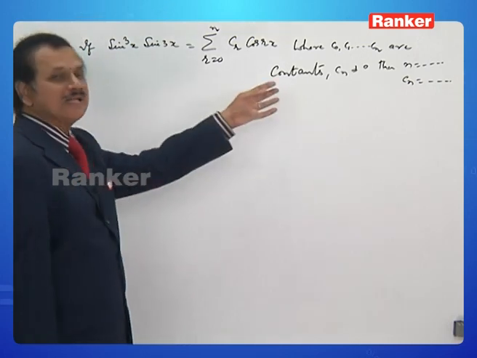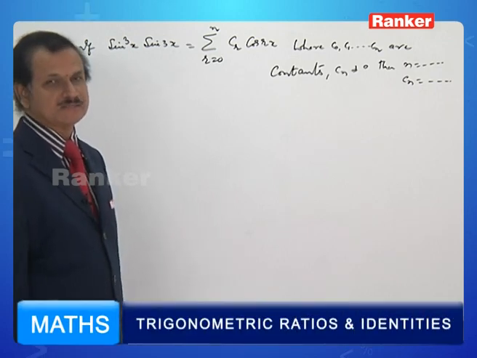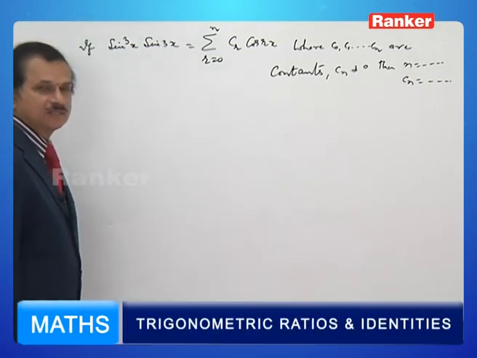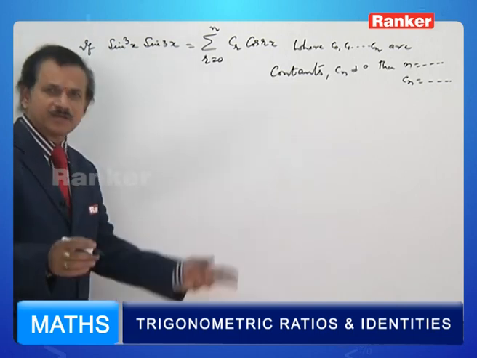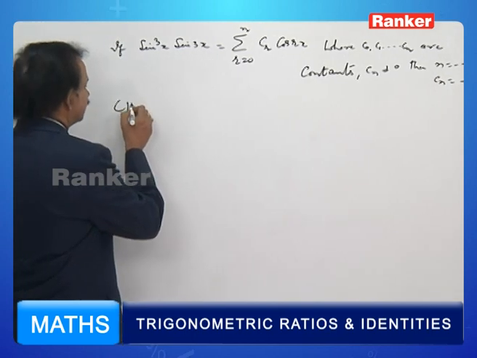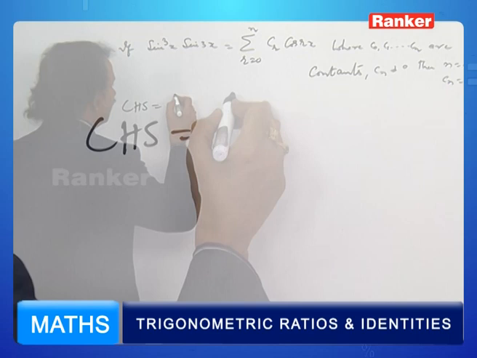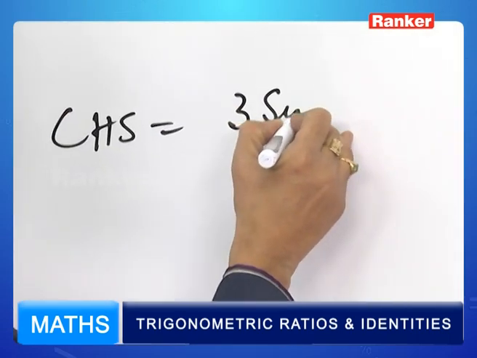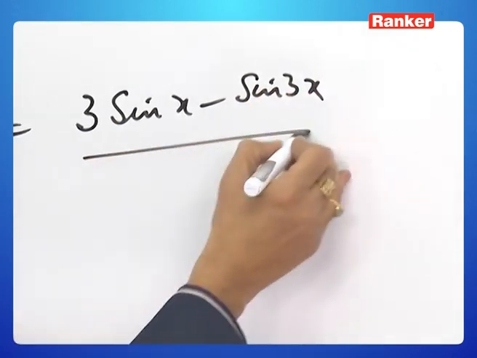Up to how many places you are supposed to expand it? That is the question. Let me first take LHS. This is the question. Ultimately we are supposed to solve it. Okay, LHS is equal to, in the place of sin cube x, I like to write 3 sin x minus sin 3x by 4.